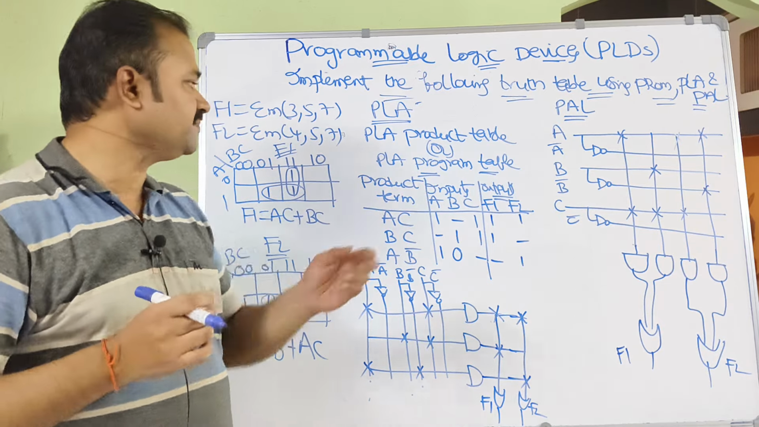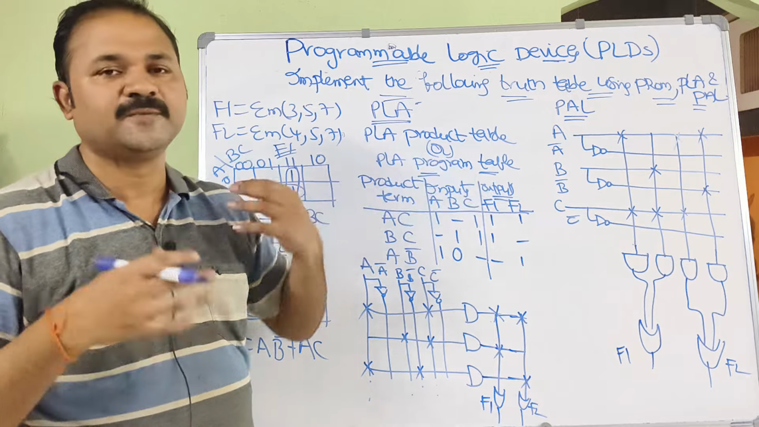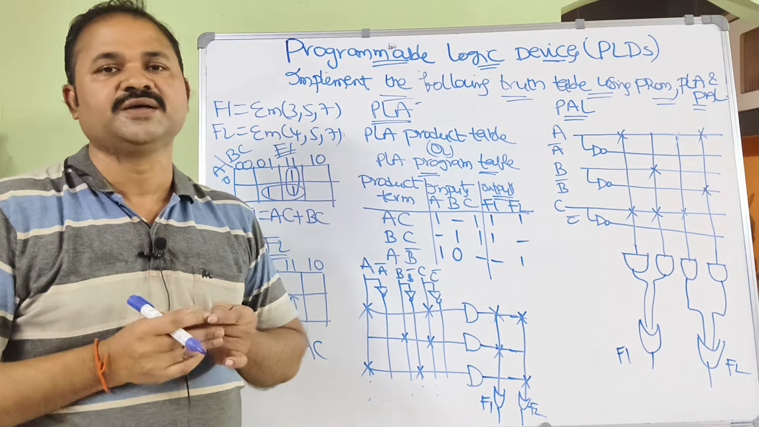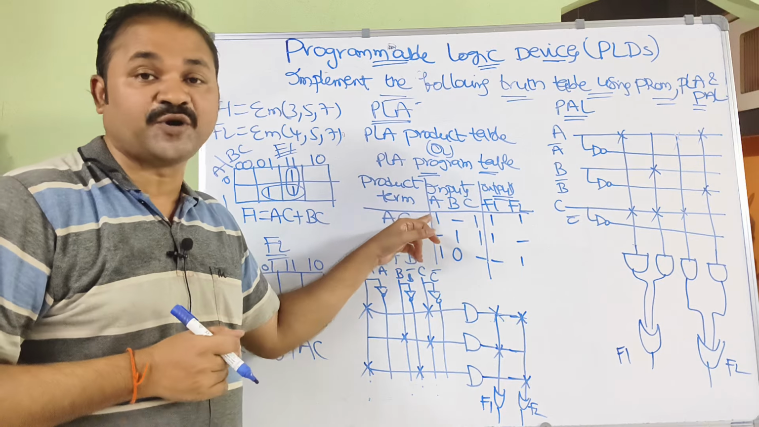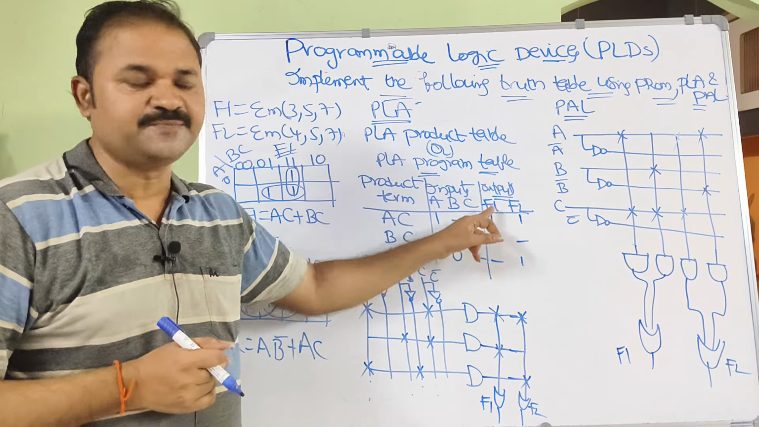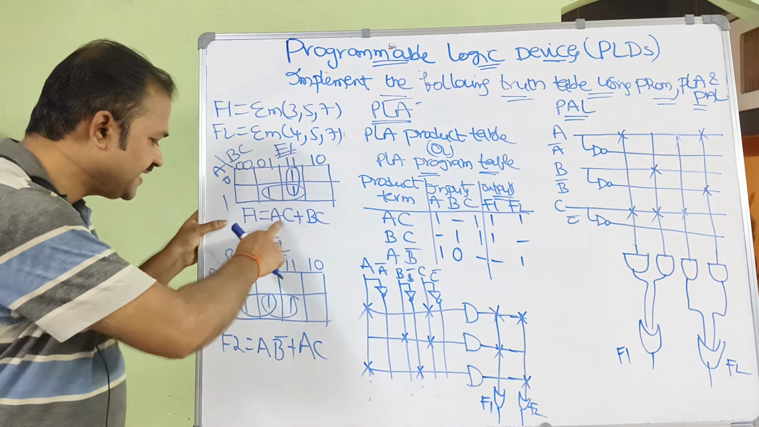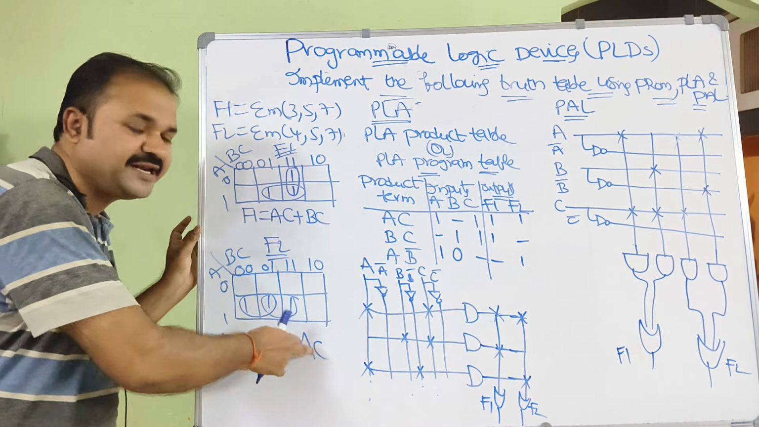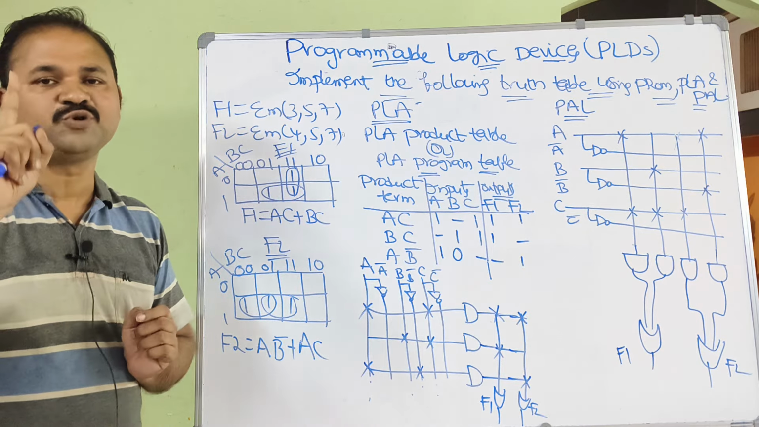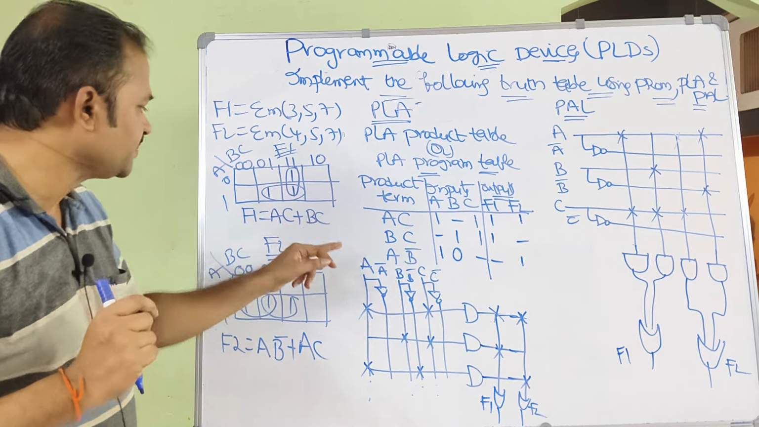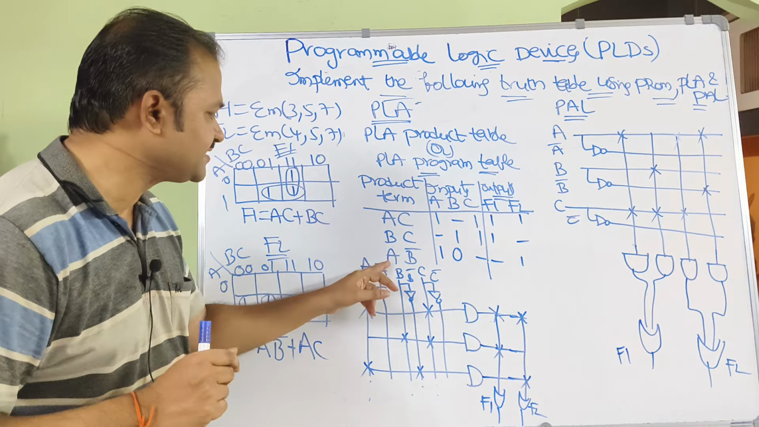For PLA, we have to construct the PLA product table or PLA programming table. Here the table mainly contains 3 columns. The first column is product term, the second column is input, the third column is outputs. If you observe here, AC is appearing twice. So we have to write it only once. So AC, whereas BC and AB bar are occurring only once. So let us write them.